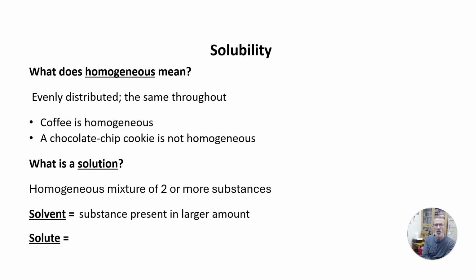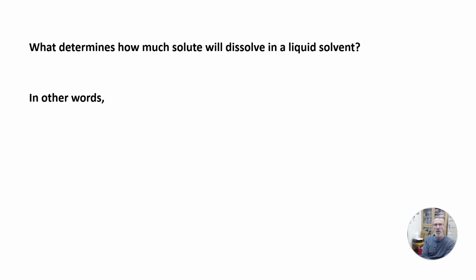In a solution, we've got 2 main things that we typically think about. The solvent, and that's whatever is present in the largest amount. When we're thinking of liquid solutions, the solvent is typically a liquid, like water might be a good solvent, and then sugar might be a solute, or salt might be a solute. The solute is whatever you have dissolved in the solvent, and there might be more than one solute. One thing that's really important to understand then is how much solute is going to dissolve in our liquid solvent.